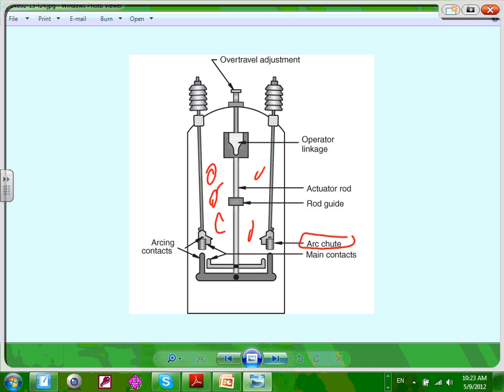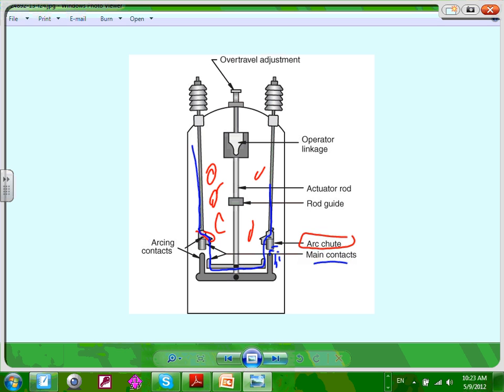Here are my arc contacts, my arcing contacts, right in here. And main contacts, where are my main contacts? My main contacts are these contacts. I don't know if you guys can see. These are the contacts where the power is carried. And the second one is arcing contacts. Same thing: arc contacts, main contacts, maintain the main contacts. Now you're arcing right in here, and you're arcing in oil.